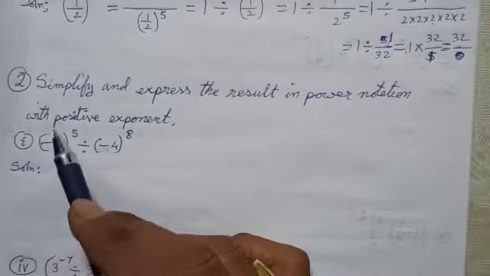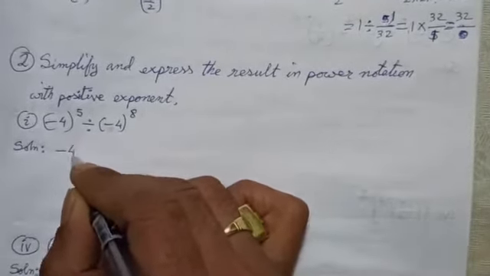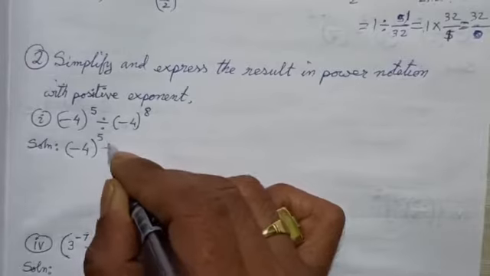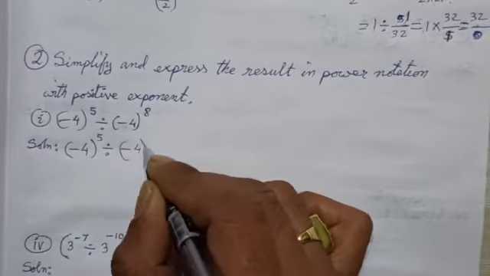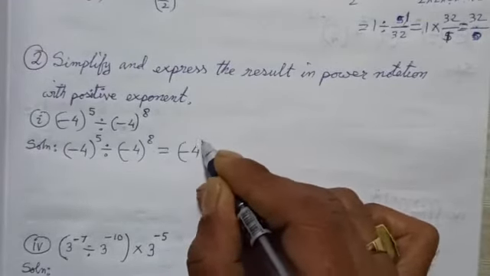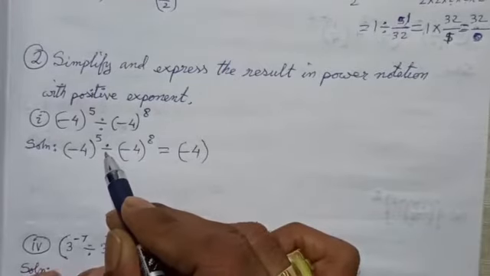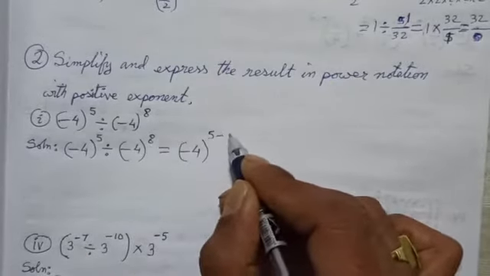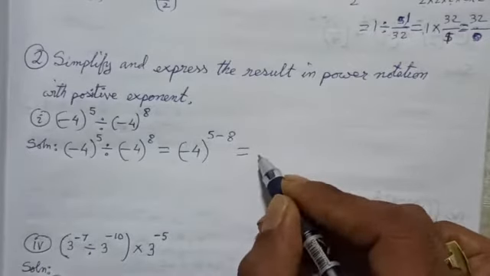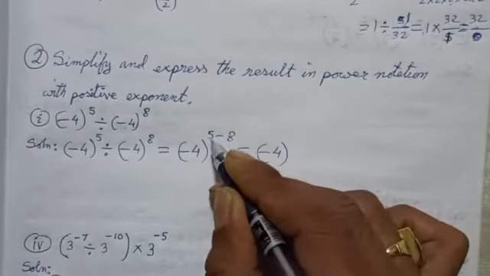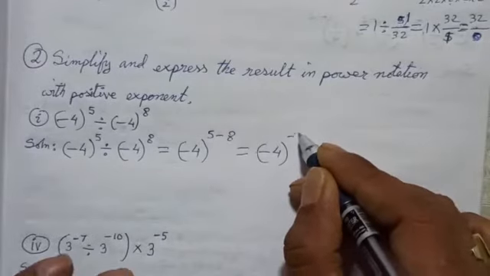Okay, now let's try this Roman number 1. Now solution. Minus 4 to the power 5 is divided by minus 4 to the power 8. Now it is equal to minus 4 to the power... you see this is divide. So if we use the laws of exponents, if there is divide, we'll subtract the power. So here the power is 5, then minus 8, is equal to minus 4 to the power 5 minus 8, which is minus 3.